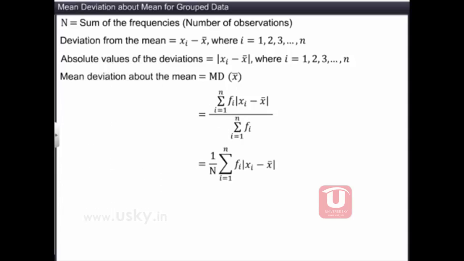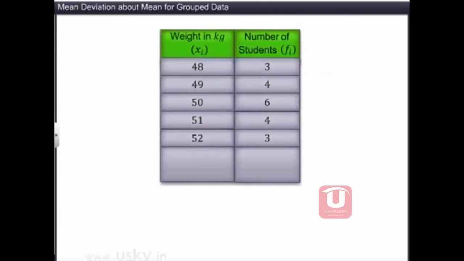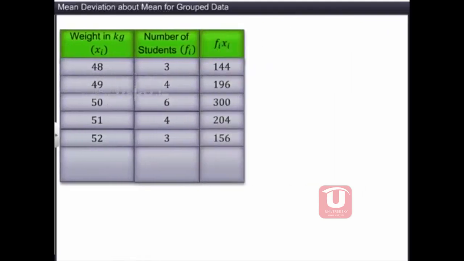Let's consider the weights of 20 students. To find the mean deviation of the given data, we'll first find its mean. The sum of the products of the observations and the respective frequencies is equal to 1000. Therefore, the mean x bar is equal to 1000 divided by 20, which is equal to 50 kilograms.